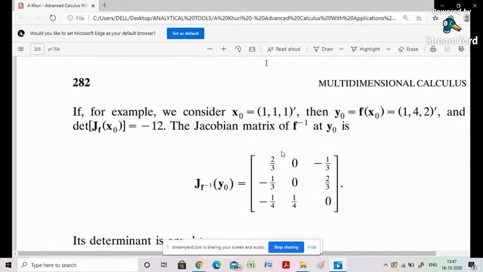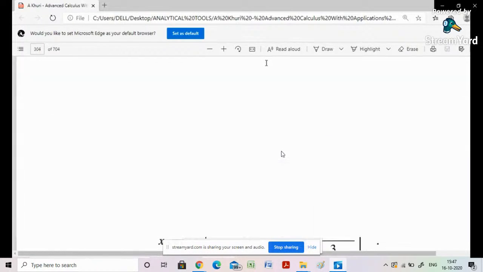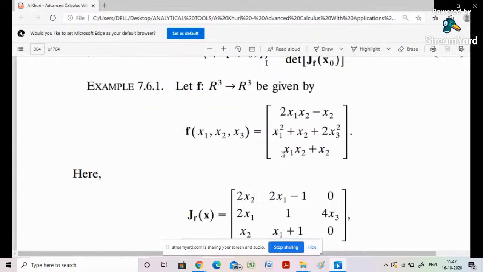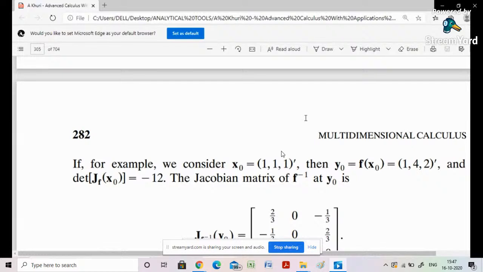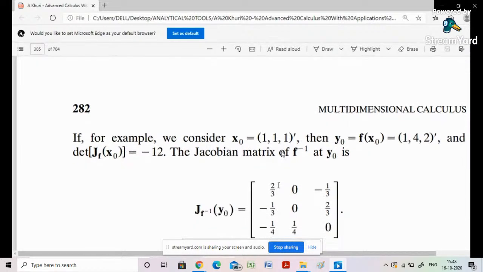For example, suppose we are evaluating at a particular point, that is x naught equal to the column vector 1, 1, 1. Then y naught is exactly equal to, substituting in this formula, we can see that it is nothing but 1, 4, 2. And what is the determinant of Jf of x naught? Put x2 and x3 as 1. Therefore minus 12 x2 x3 means minus 12 only.